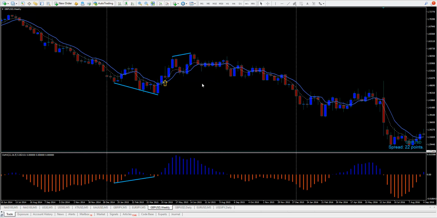Look, here's the high, here's the high, here's the high, here's the retracement, and here's the higher high, right? Guess how many weeks went by before you got in that trade? 1, 2, 3, 4, 5, 6, 7, 8, 9, 10 weeks. That's 2.5 months you would have waited to enter this trade.